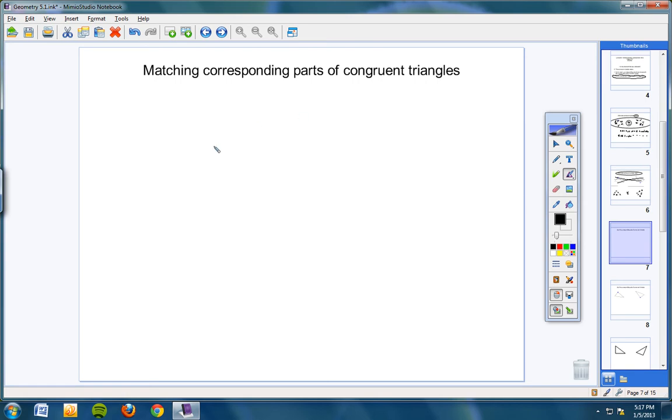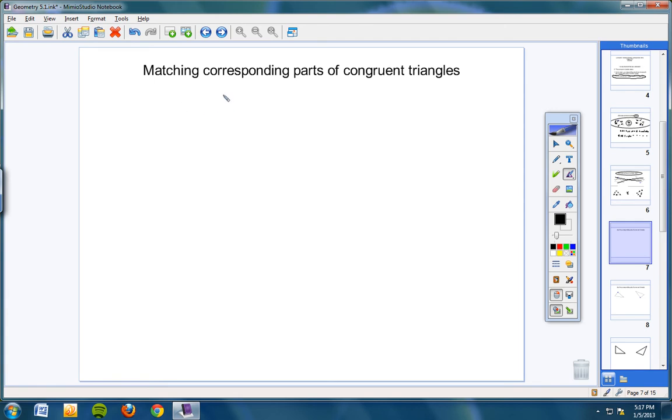Okay? Would you please write this down? I told you we wanted to talk about what congruent triangles mean. We also want to talk about how you match corresponding parts of congruent triangles. If I tell you a triangle here is congruent to a triangle here, go ahead and write this down while I'm talking, please.